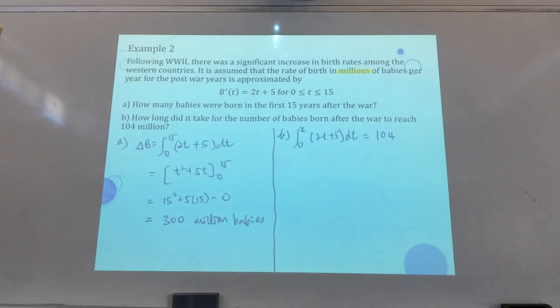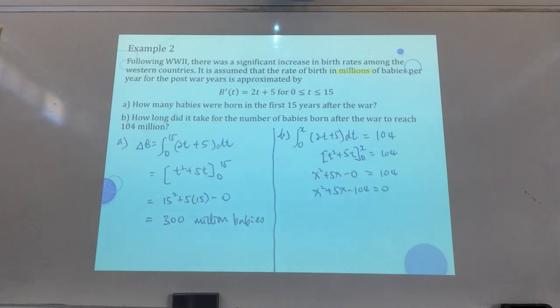Obviously, use your ClassPad. Or if you don't use your ClassPad, I think you can solve this one as well without ClassPad. I'm pretty sure you can solve this one without ClassPad. It's just basically factorizing. All right? This is just basically factorizing. So, integrating 2t plus 5 is t squared plus 5t. So you substitute, you get x squared plus 5x minus 0 equals 104.